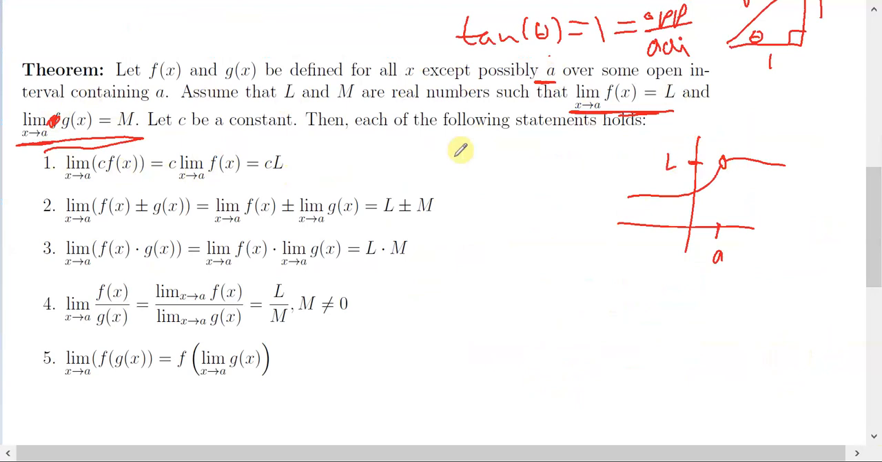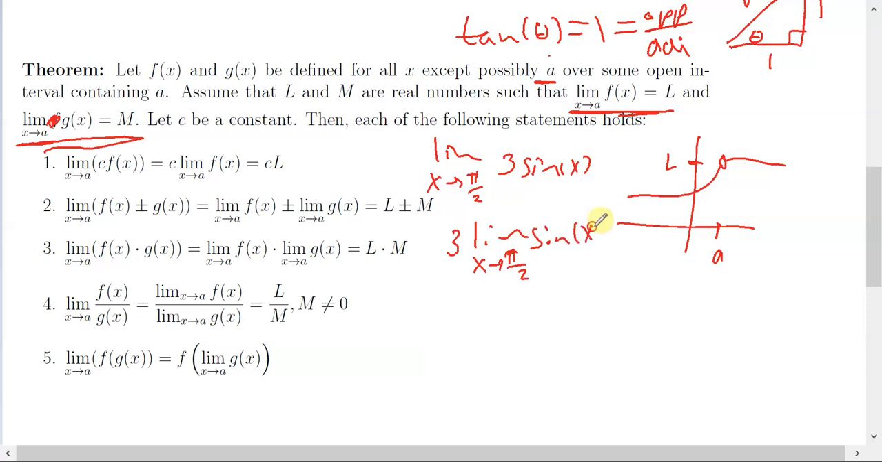So, for example, if I want to take the limit as x approaches pi over 2 of 3 sine x, well, above we said that's just, if you're just doing sine x, that's sine of pi over 2, but we didn't say you could do it with a 3 in front. Well, it turns out what statement 1 says is you can take the 3 out of the way and take the limit as x approaches pi over 2 of sine x. So the constant comes out in some sense. And so then I get sine of pi over 2, which is 1. And so this ends up being 3 times that limit being 1, so the overall result is 3.